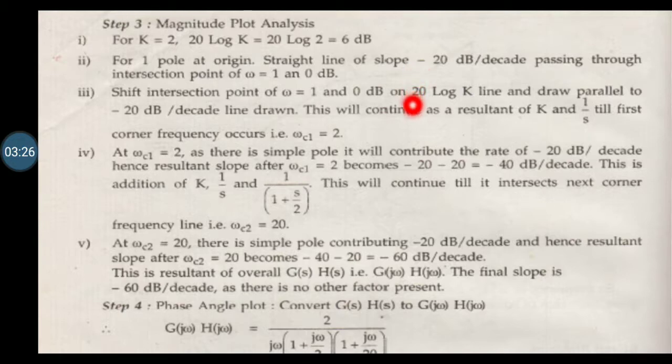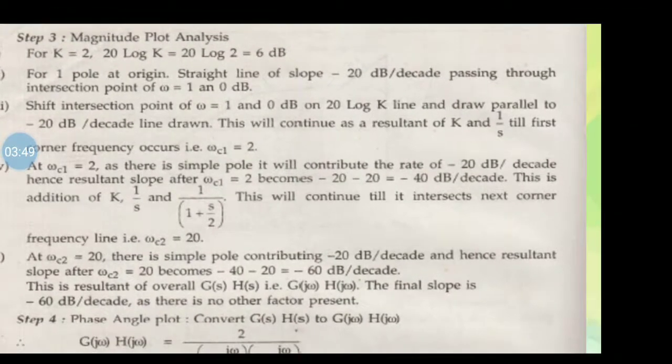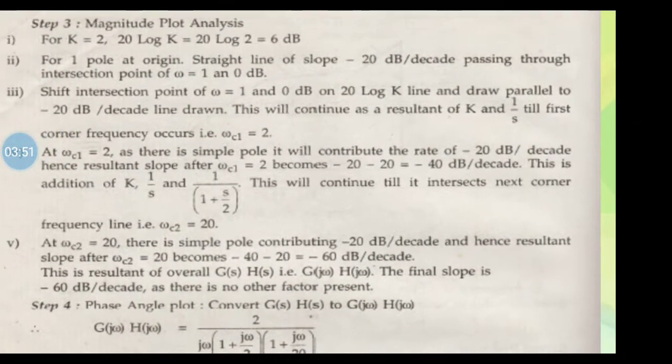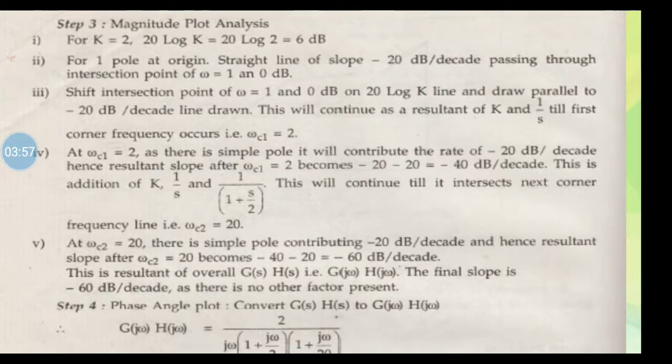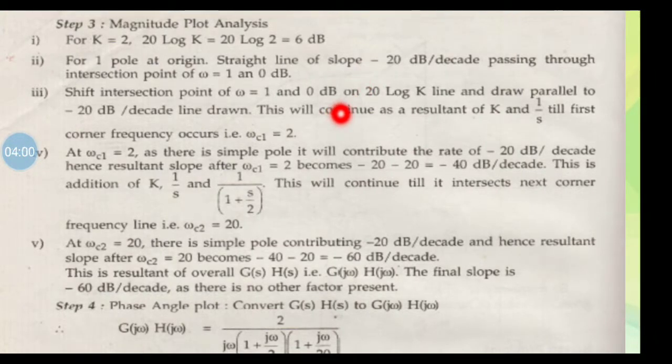Third, shift the intersection point of omega equal to 1 and 0 dB on the 20 log K line and draw a line parallel to the minus 20 dB per decade line drawn. This will continue as a result of K and 1 by s till the first corner frequency occurs, that is omega C1 equal to 2.